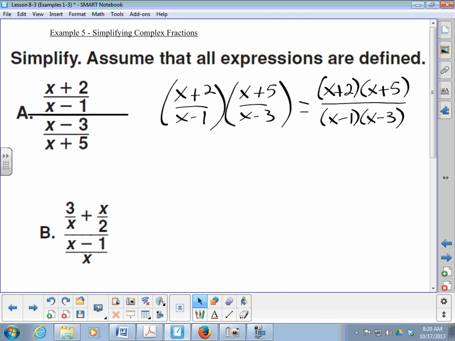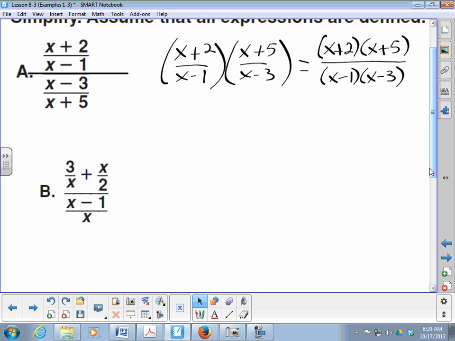Now, part B here is a little more complex. A little bit. Can anybody tell me why this one is a little more complex? The plus sign makes a difference, because what's wrong then? I don't have just one fraction.